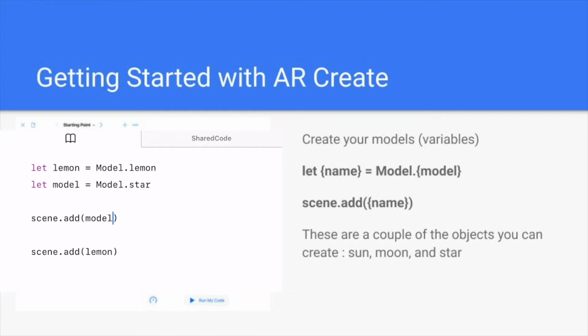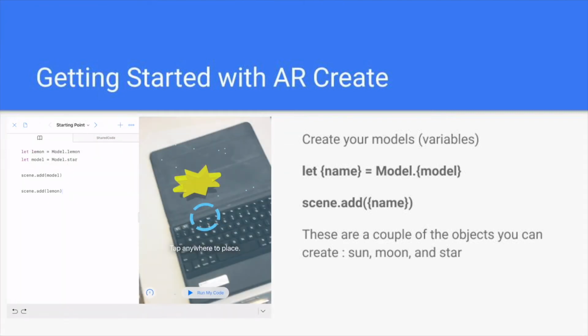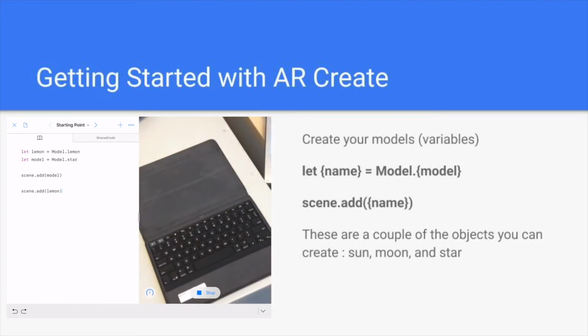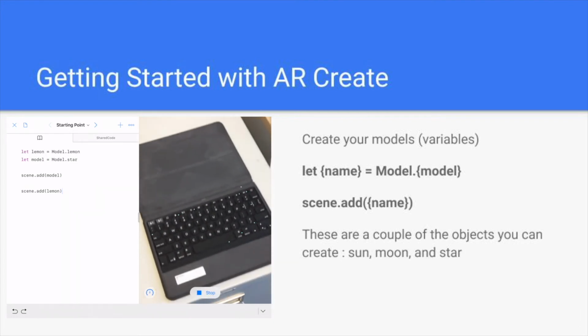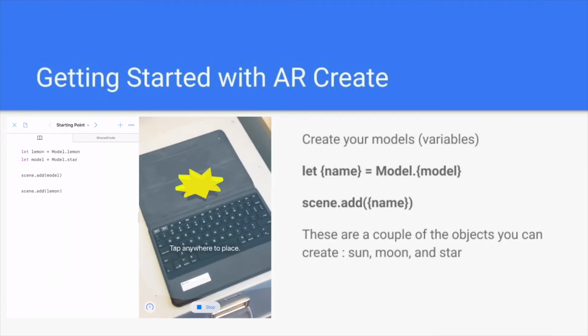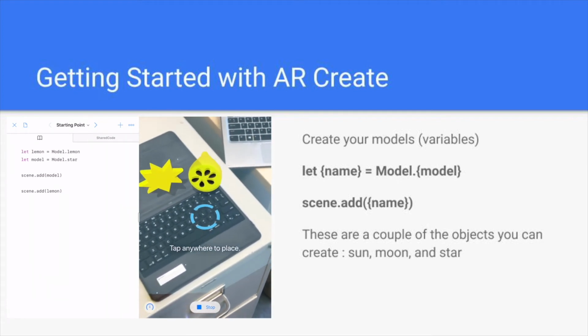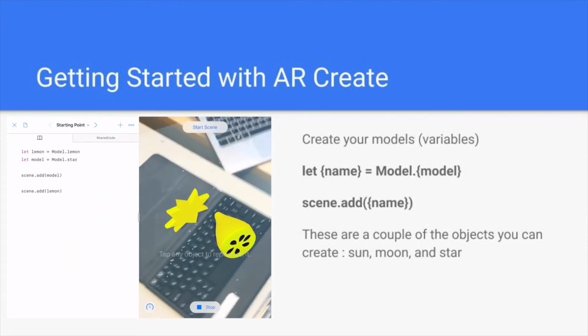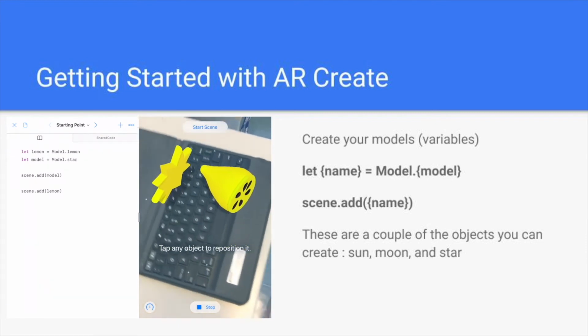In the bottom right corner, now hit Run My Code. Move your iPad slowly until it detects a surface. This may take a while. Once it works, you can now tap to place your objects. Once placed, you can move around to see them in 3D.